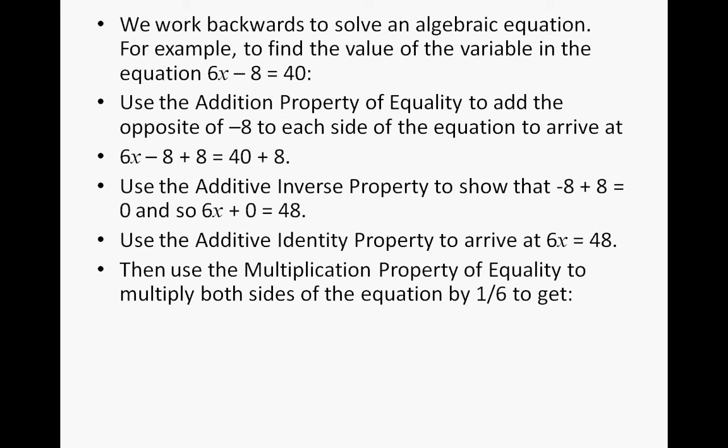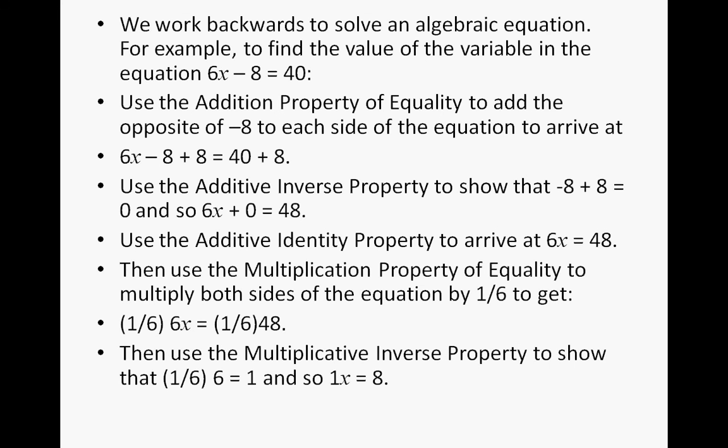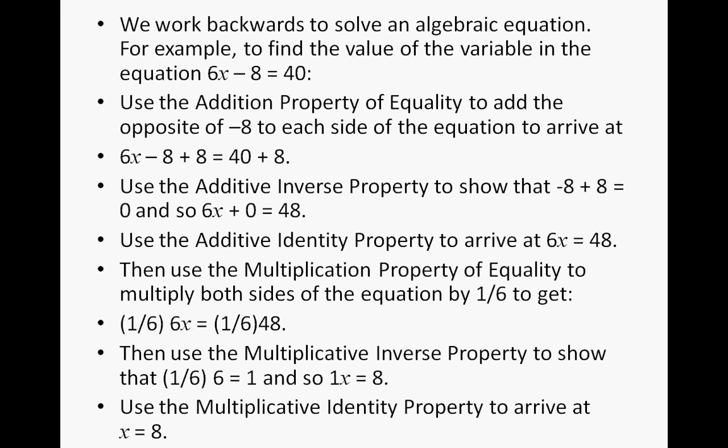And then use the multiplicative property of equality to multiply both sides of the equation by 1/6 to get 1/6 of 6x is equal to 1/6 of 48. Again, you could switch this out with the division property and say that you are dividing by 6. And then last but not least, use the multiplicative inverse property to show that 1/6 of 6 is 1, and also 1x equals 8. So therefore, the multiplicative identity property lets us arrive at x equals 8.